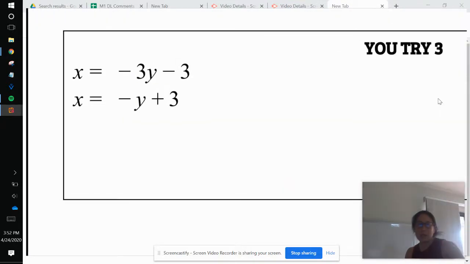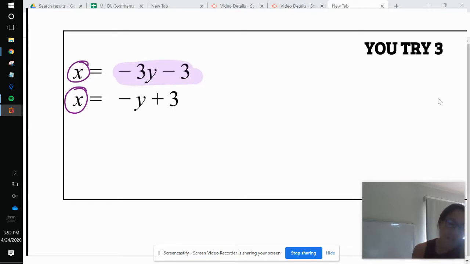Okay, so x is equal to negative 3y minus 3, and x is equal to negative y plus 3. So this time we're going to isolate x or y in one of the equations, and I see that x is isolated in the top equation. x is also isolated in the bottom equation, so we can move on to step 2. So I have a calculation for x. It is negative 3y minus 3. And I'm going to substitute it into the x in the other equation.